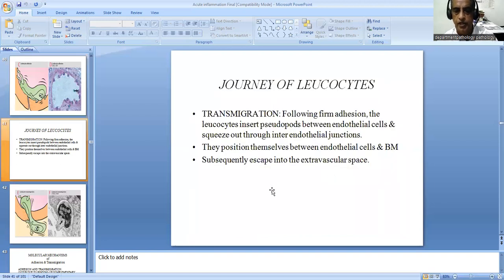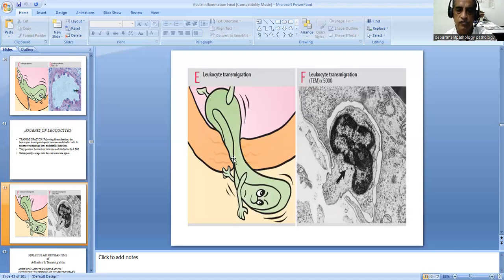And finally, there is transmigration. Following the firm adhesion, they insert their pseudopods between the endothelial cells and squeeze out through the interendothelial junctions, which we have already been talking about. Then they position themselves between the endothelial cells and the basement membrane of the blood vessel. And then they secrete collagenases, which create an opening for them in the basement membrane, and they escape into the extravascular space, or the extracellular matrix. See, this cell is coming out, throwing a pseudopod. This is the higher view, and this is a graphic depiction. It is coming out through the blood vessel wall.